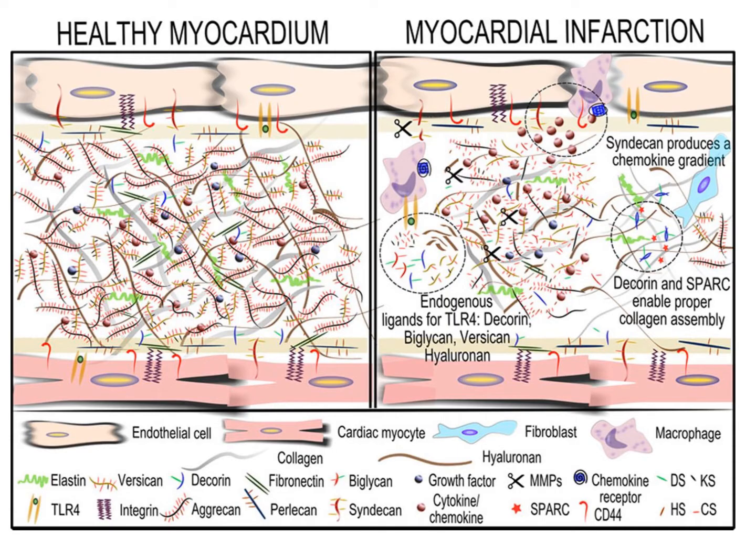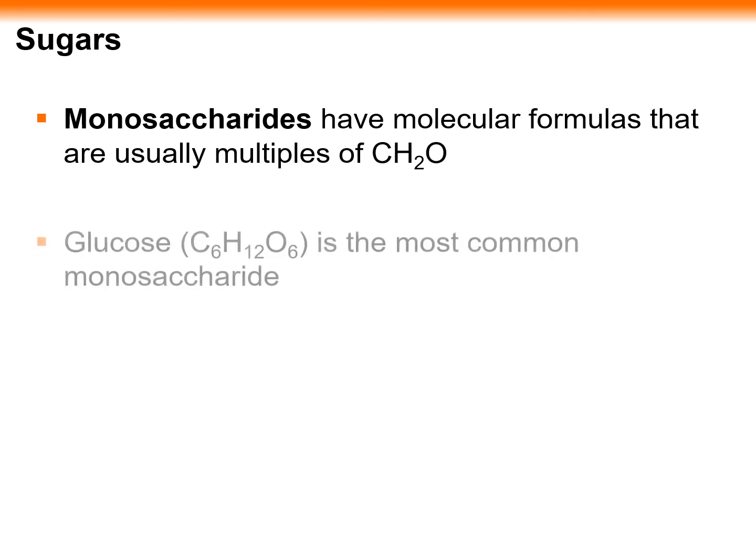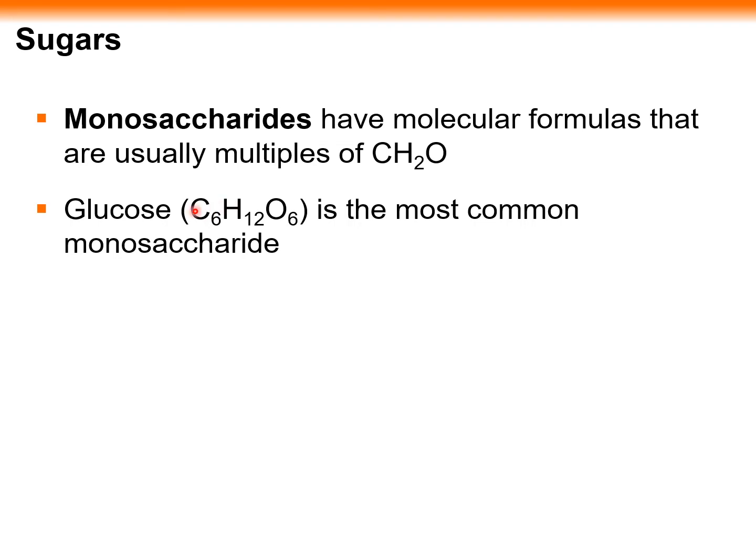So carbohydrates are fundamentally made up of this ratio here, 1 carbon for 2 hydrogens and an oxygen, when we're talking about just straight up carbs. Monosaccharides, like for instance glucose, have a 6-fold version of that. So we have 6 carbons, 2 times 6 is 12, and then 1 times 6 is 6. So we have C6H12O6. That's the most common monosaccharide, but we have a whole host of others. But they all still have this same ratio of 1 to 2 to 1.